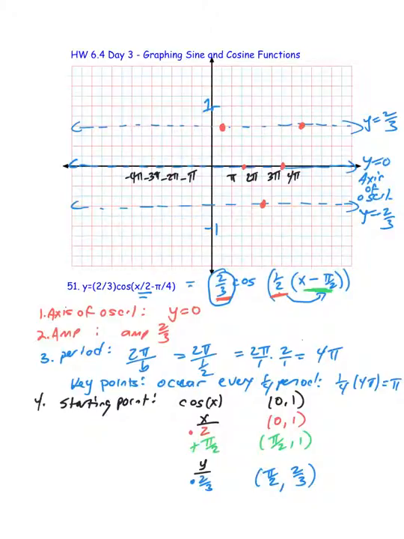So I'm going to continue to plot points so that we can sketch this graph. Okay, that's sufficient. We have a couple cycles here. And that's our graph.